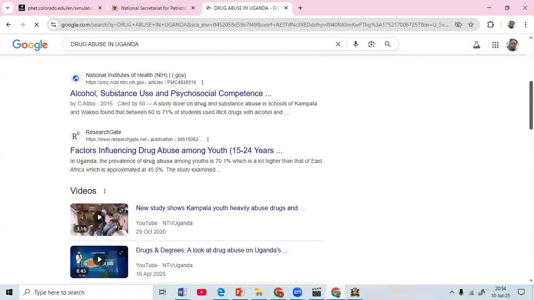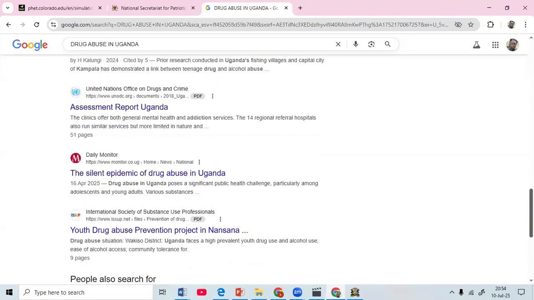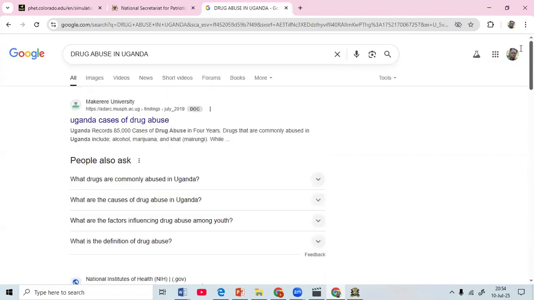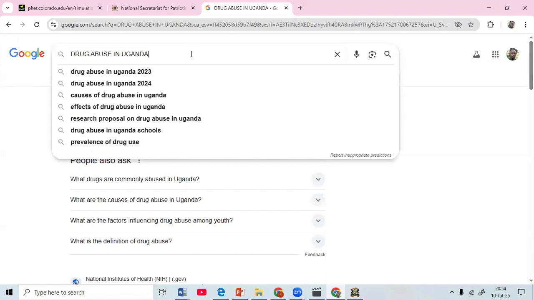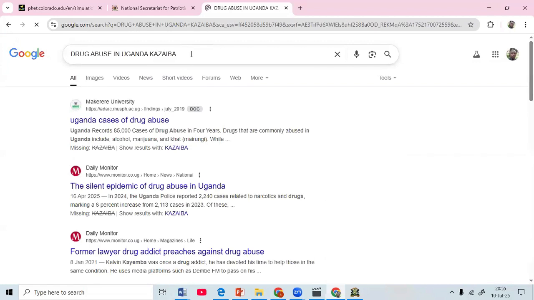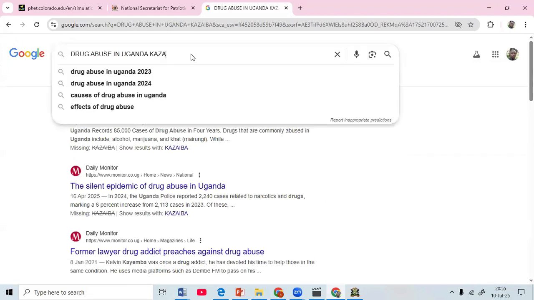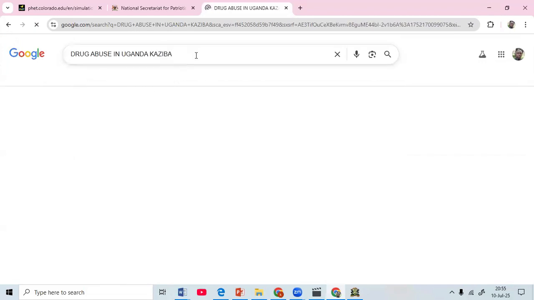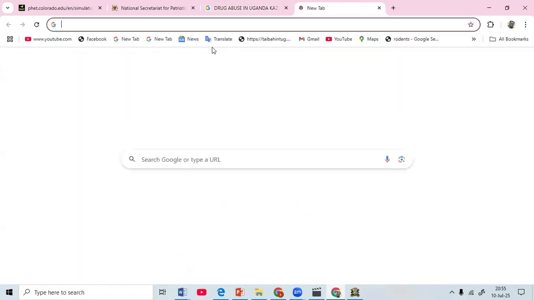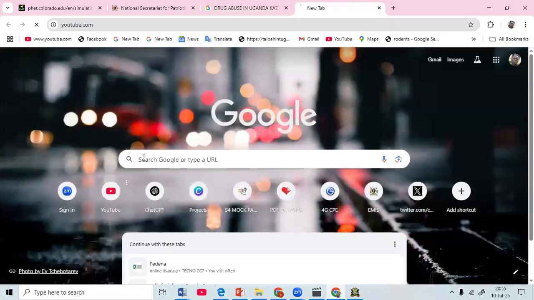So the different things concerning drug abuse. You can even see here news about the silent epidemic of drug abuse. You can pick this article, and then recently I think I also talked about drug abuse. You can come here and then search. I don't know when it was, some time back, I talked about drug abuse. Come here, search, and then you'll find out the different articles that they have written about drug abuse. Come to YouTube and check out those different videos.